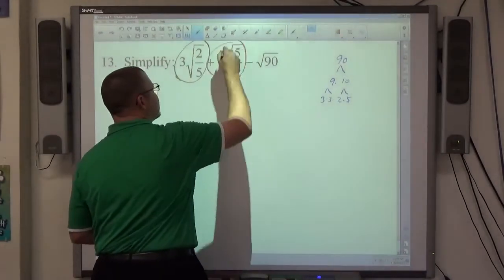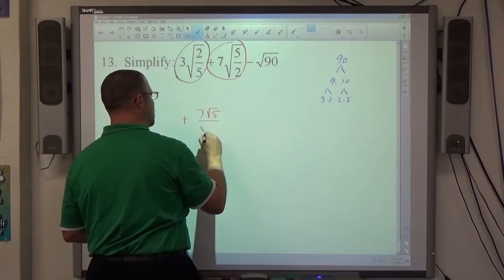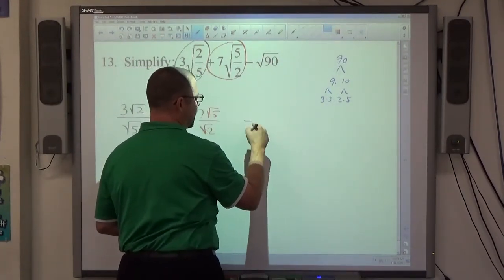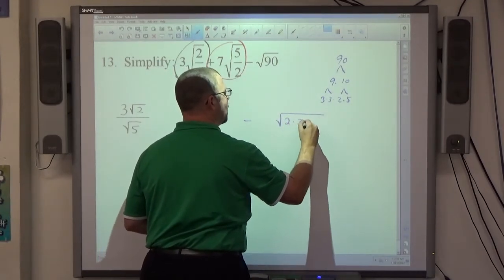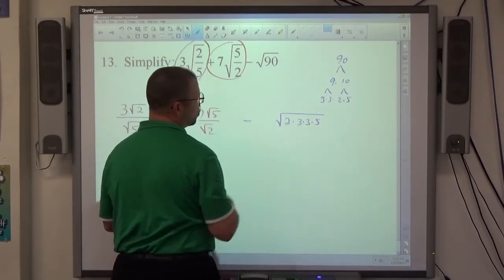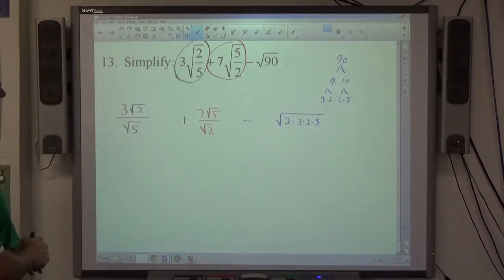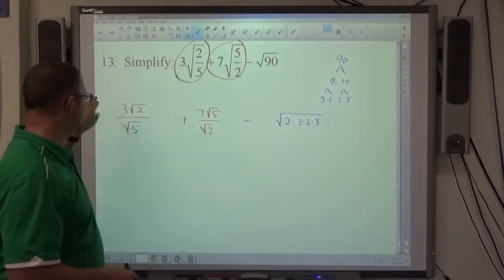Second term is plus 7 square root of 5 over the square root of 2. Leave myself a little space here, and leave myself a little space here. And 2 times 3 times 3 times 5. I like numerical order when I'm listing a prime factored form there. So 2, 3, 3, 5 is the prime factor form of 90. And again, that 90 is being subtracted, that 7 is being added, that 3 is positive.